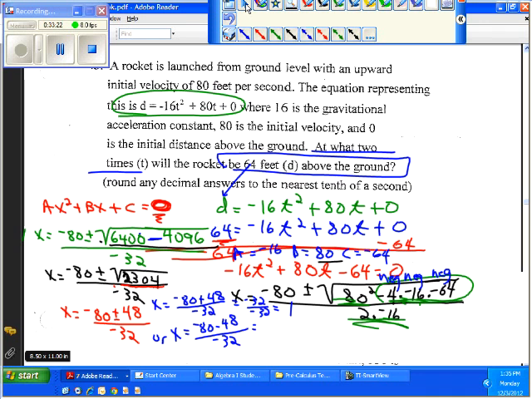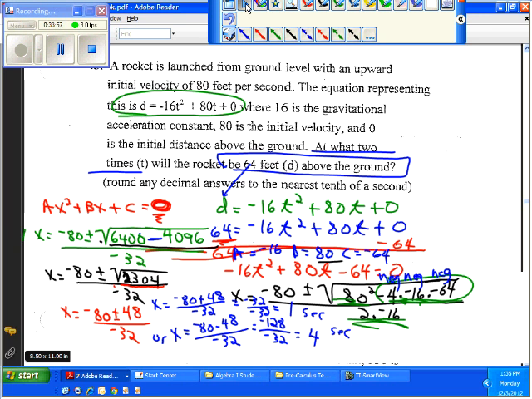That must be on the way up. And then we would have negative 80 minus 48, which is negative 128 over negative 32, which is 4. So that particular rocket will be 64 feet above the ground 1 second after it's launched and 4 seconds after it's launched. Obviously, the 1 second after it's launched is on the way up, and the 4 seconds after it's launched is on the way down. Okay?